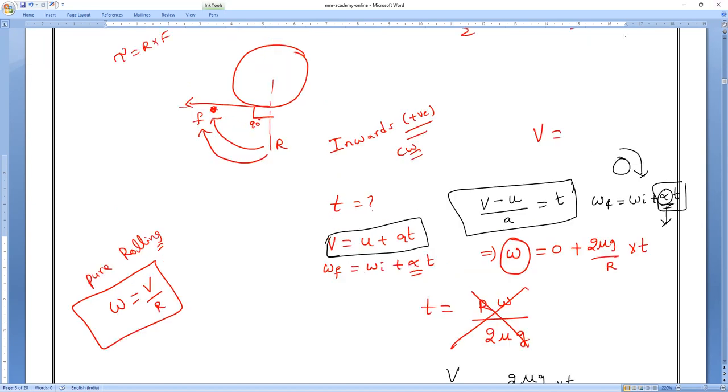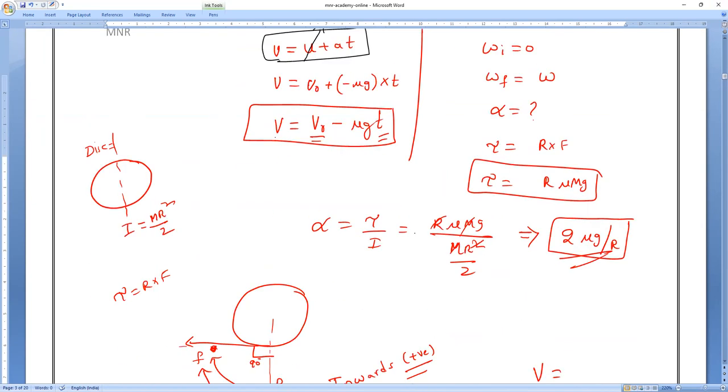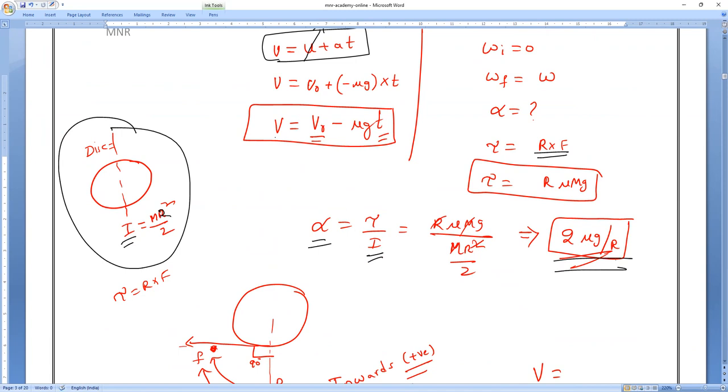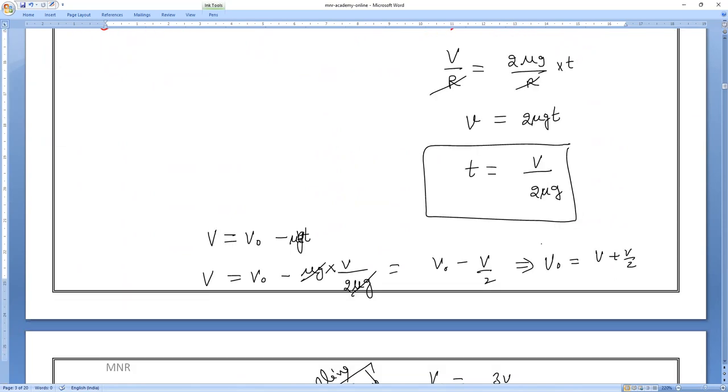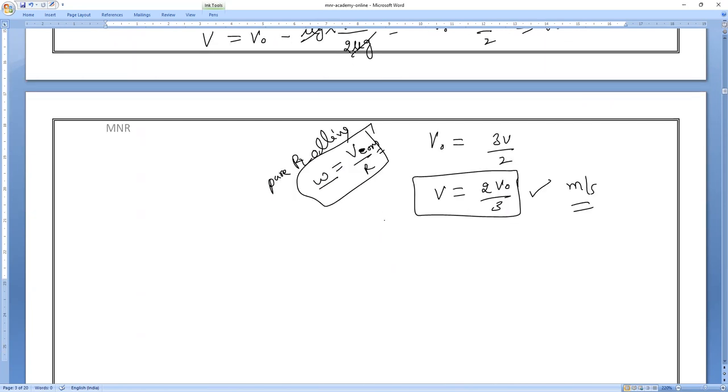So how can we find angular acceleration? With the help of the torque formula. Torque is equal to r into F, and alpha is equal to torque by I. We all know the inertia of a disk is Mr square by 2. Using that, I first find alpha, then I find t. Substituting t in the first equation, I get v is equal to 2 v naught by 3. This is the lengthy method of calculating the velocity obtained. Now let us solve the shortcut method for this one.